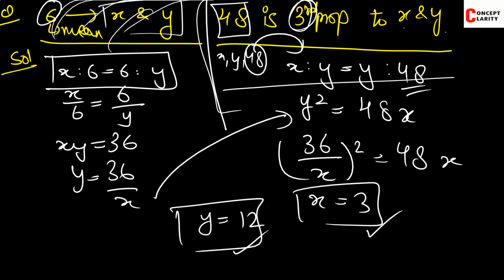Okay, so this was a quite easy sum, but you have to make sure that you take these two equations separately and do not mix the first equation with the second. You have to deal with them separately. So this was all about proportion. In the next video, we will be discussing some important properties of proportion: invertendo, alternendo, componendo and dividendo.